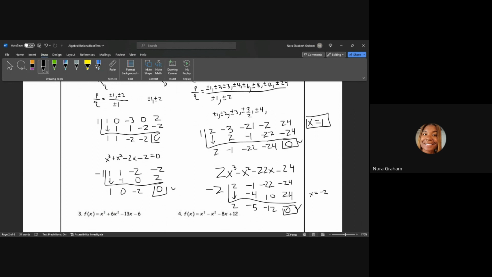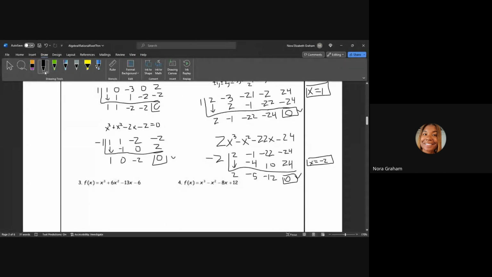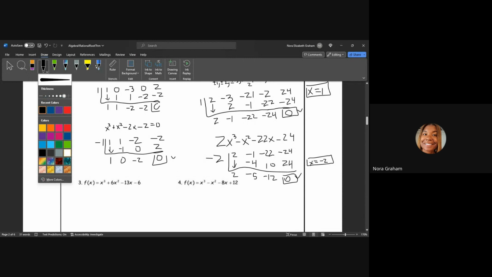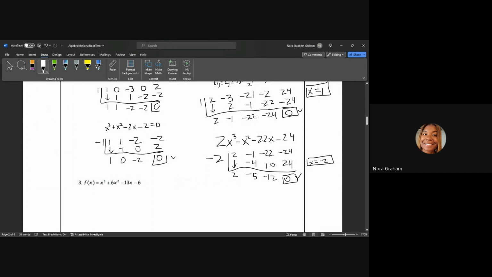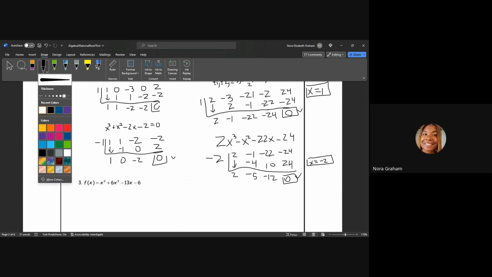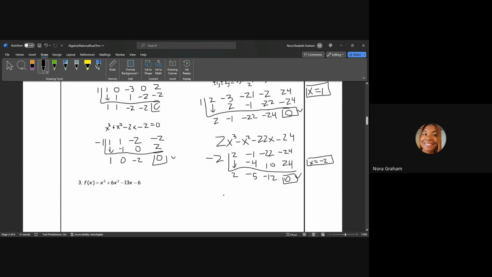Okay. Perfect. All right. Next, we're going to have to factor this, okay? Just for room, I'm going to block out this, because now I'm going to have to factor. Okay. So now my new polynomial, after I do that, is going to be 2x squared minus 5x minus 12.